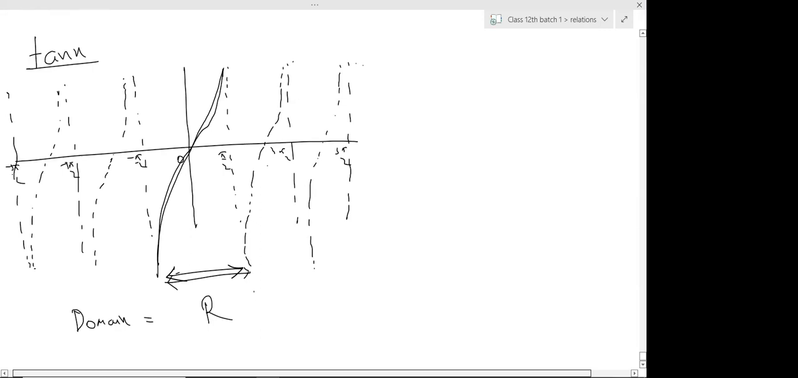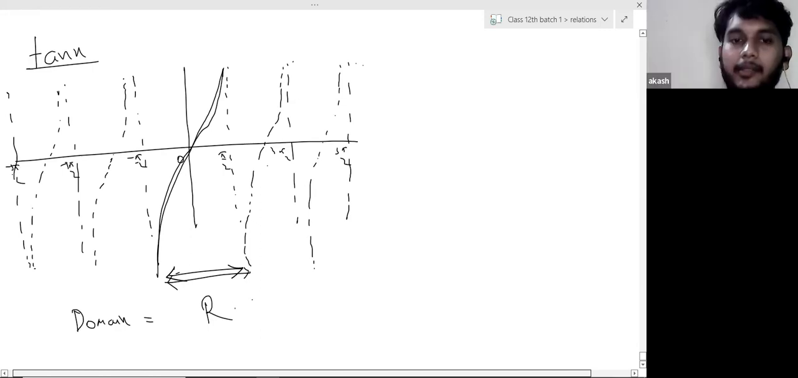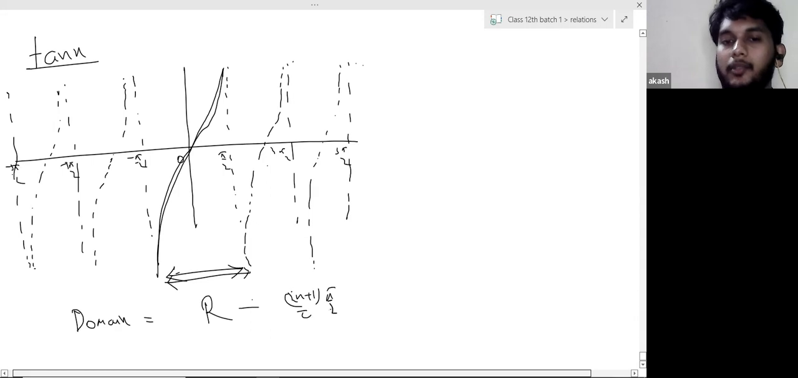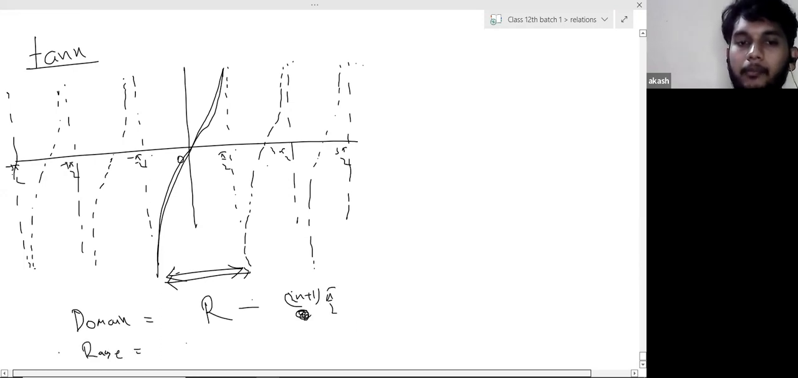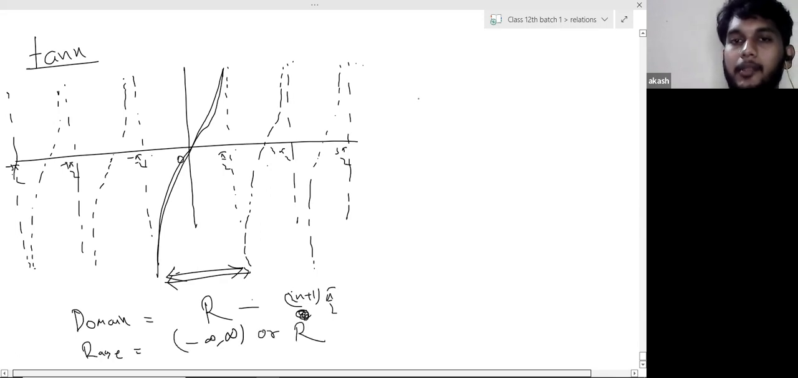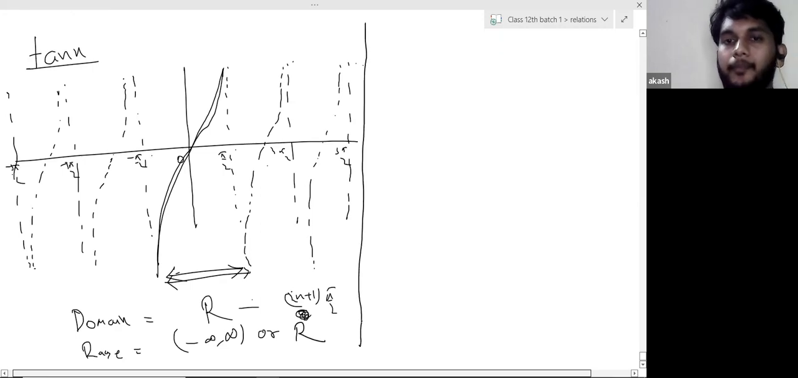Yes, sir, understood. All right. So domain of tan x is R minus (2n plus 1) pi by 2, right? Odd multiples of pi by 2. We cannot put pi by 2, 5 pi by 2, minus pi by 2, everything, because that becomes infinite or minus infinite. So that is wrong. And range is minus infinite to infinite, or we can say all real numbers.